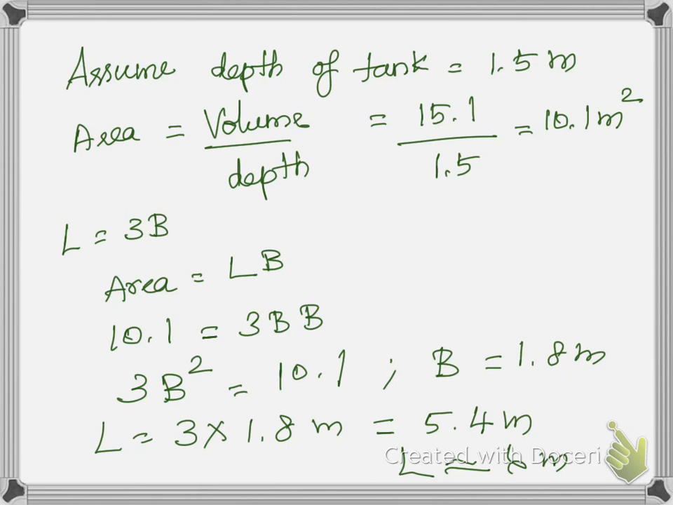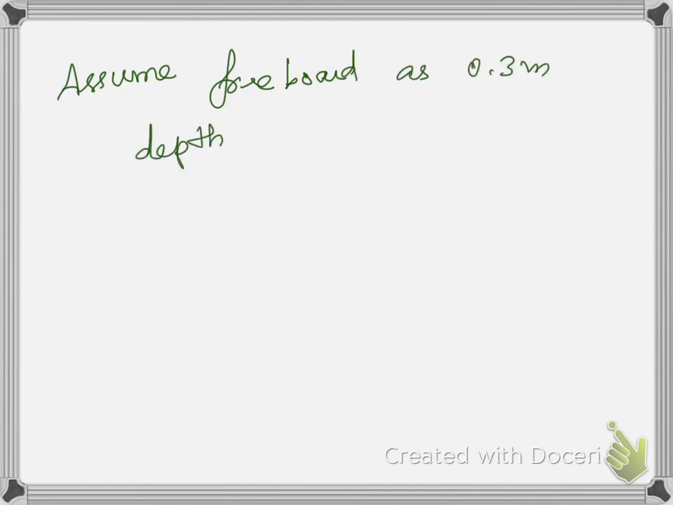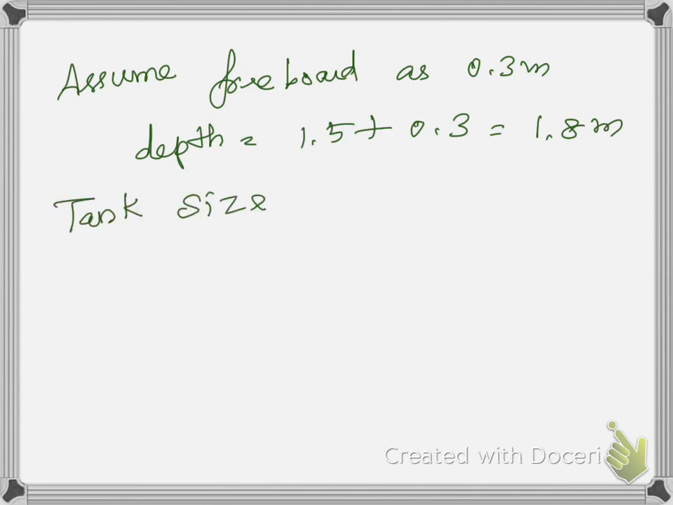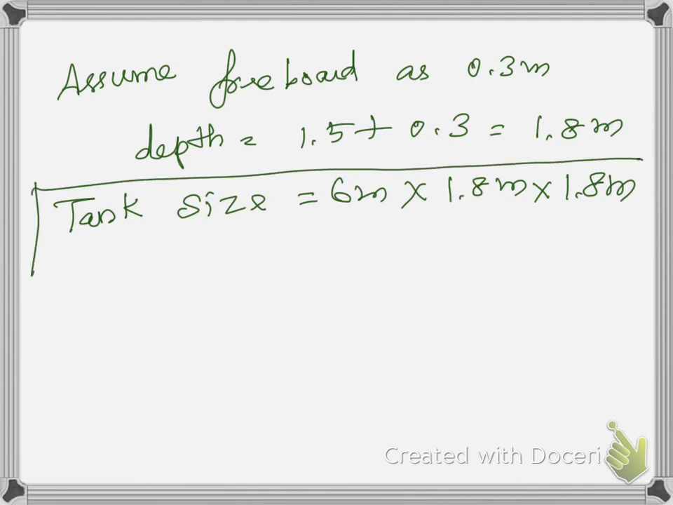If you see here, breadth is 1.8 meter, length is going to be 6 meter, and depth is going to be our 1.5 meter. So assume freeboard as 0.3 meter. So effective depth will be 1.5 plus 0.3, which is equal to 1.8 meter. Now the tank size will be 6 meter cross 1.8 meter cross 1.8 meter. So this is going to be the answer.